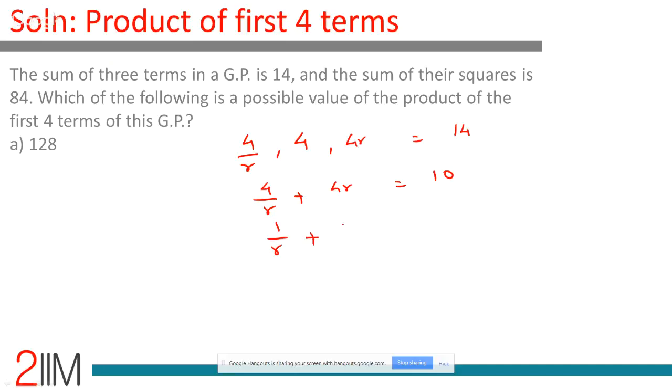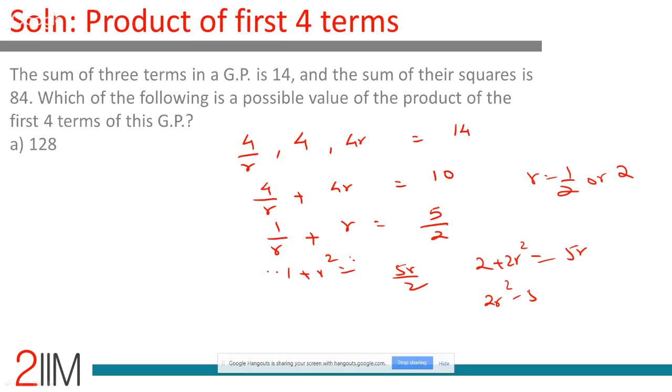1 by R plus R equals 5 by 2. It could be 2 plus 1 by 2 or 1 by 2 plus 2. This is 2.5. So either R is 1 by 2 or R is 2. But if we solve this algebraically, we multiply and get 1 plus R square equals 5R by 2, or 2 plus 2R square equals 5R. 2R square minus 5R plus 2 equal to 0, which will give us these two roots. It's simpler to just look at that and then find out R.